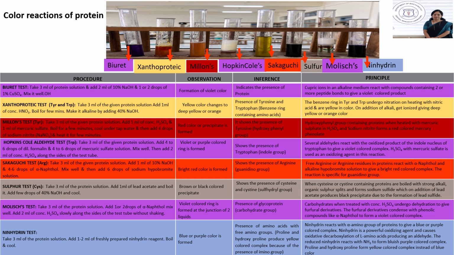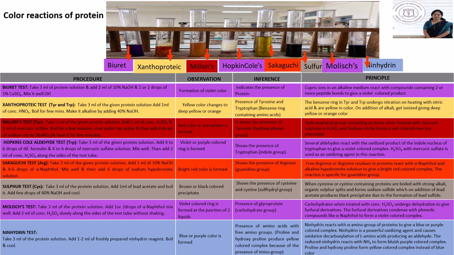What's the principle behind this test? Cupric ions in alkaline medium react with a protein having 2 peptide bonds to form a violet colored complex, and this is a general test for proteins. Next is xanthoproteic test. Here yellow color changes to deep yellow or orange color.